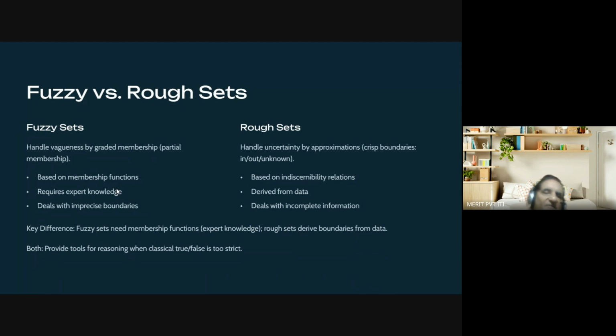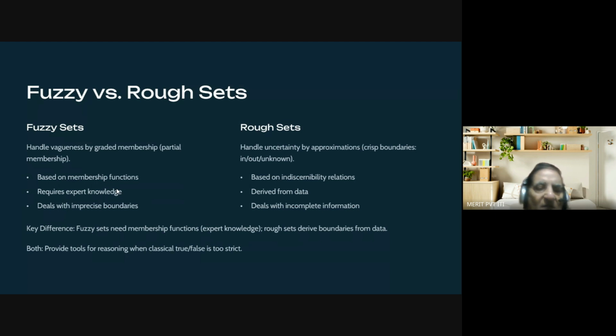Fuzzy versus rough set. Fuzzy set handles vagueness by graded membership, partial membership. The membership function requires expert knowledge and deals with imprecise boundaries. Rough set handles uncertainty by approximation, with crisp boundaries, in and out unknown, based on indiscernibility relations derived from data, and deals with incomplete information. So those are the key differences.